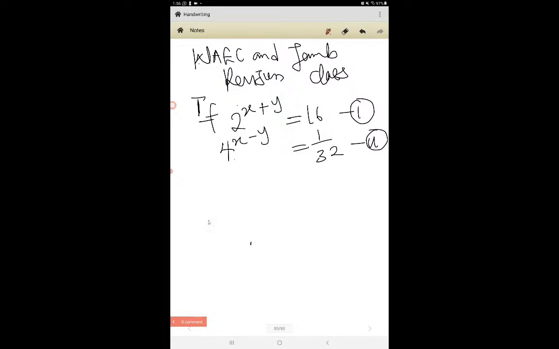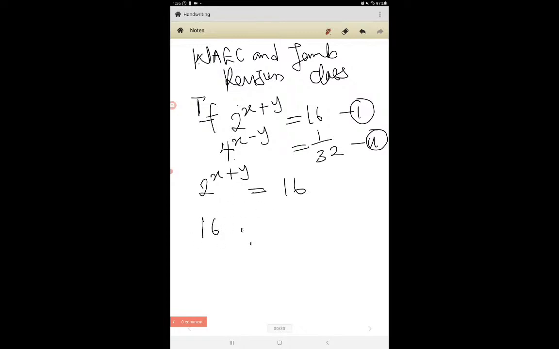For example, we have 2 raised to power x plus y is equal to 16. This is a live class whereby we want to explain step by step. I want everybody to get it better. I want to explain step by step.